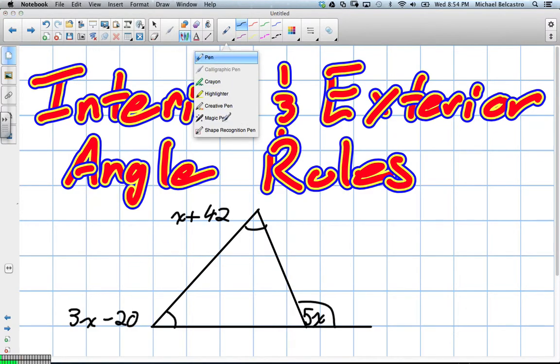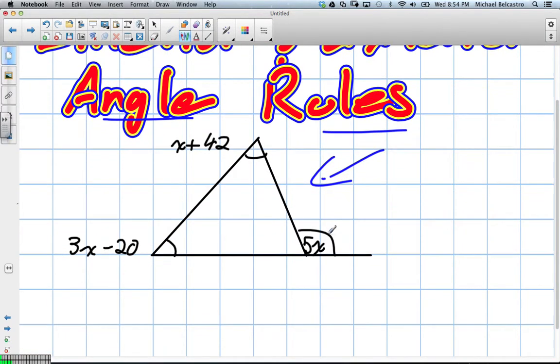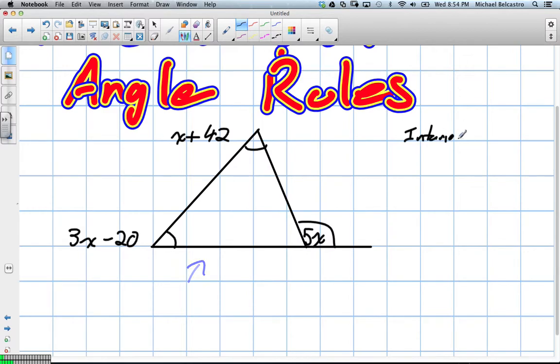We're going to work on exterior and interior angle rules, okay? So there's two major rules we really need to use for this one. We have a triangle, and we need to know the interior angle rules for a triangle. Do you know what they are? Interior. Oh, it's A plus B plus C equals 180. Yeah, that's right. So we'll say angle A plus angle B plus angle C equals 180.